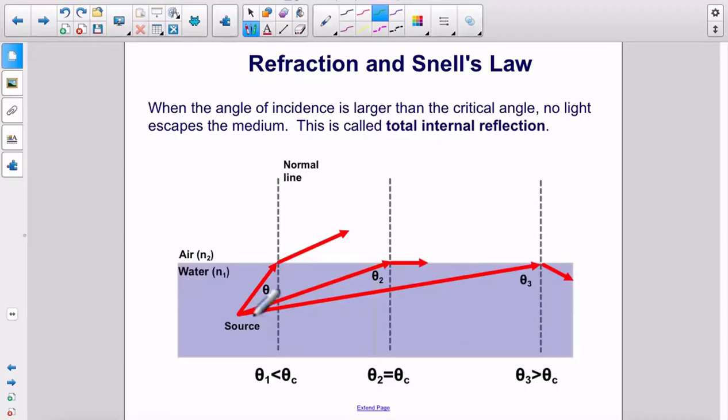When the angle of incidence is larger than the critical angle, no light escapes the medium. This is called total internal reflection. So here, some of the light is going to be reflected back into the water, some will go through into the air. Here, all of the light is just going to go parallel to the surface. However, here, the angle is larger than the critical angle, therefore all of the light is going to reflect with an equal angle. None of it will refract through.